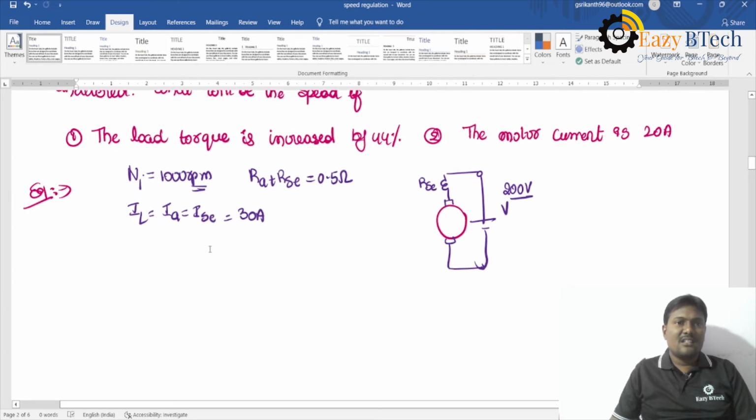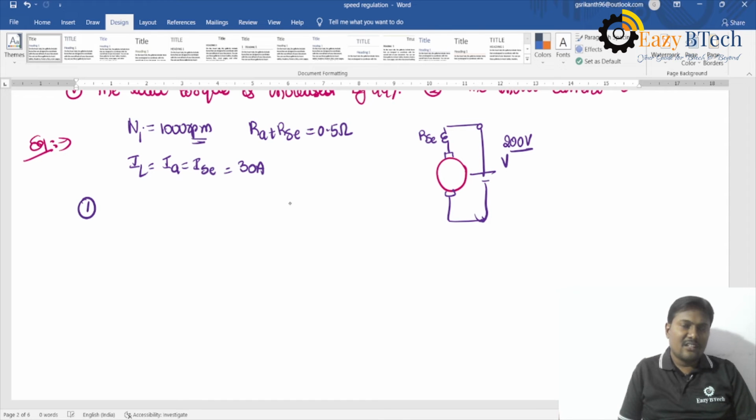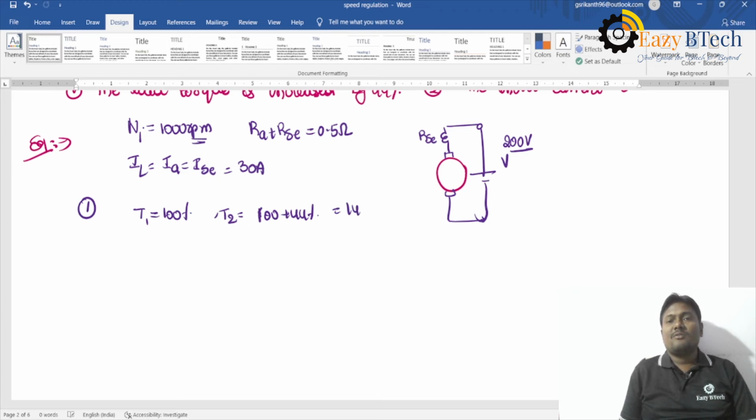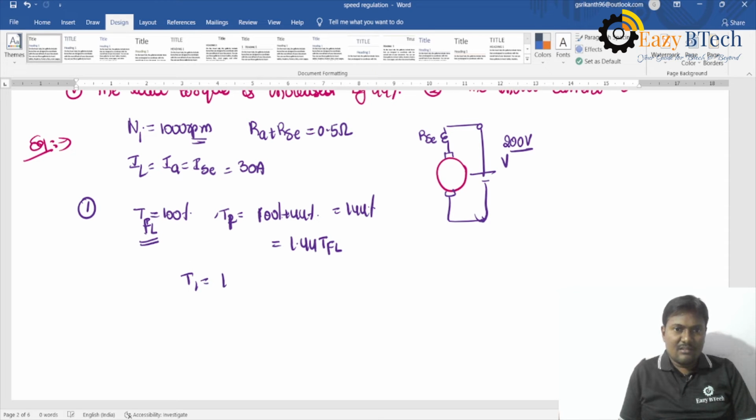The first question: the load torque is increased by 44%. Suppose previously the torque is 100%. Now the torque is increased by 44%, meaning 100 plus 44, which is 144%. That is equal to 1.44 times the full load torque. Let us say this 100% is full load, and T1 is equal to 1.44 times the full load torque.